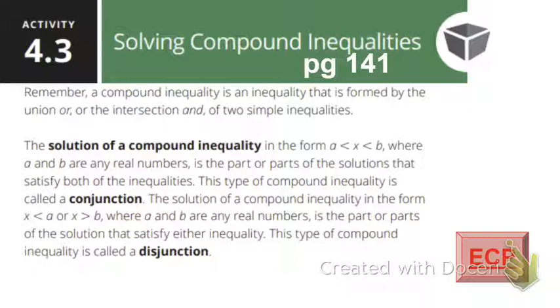Now, it does tell us, remember that a compound inequality is an inequality that is formed by the union or the intersection of two simple inequalities. So what this is telling us is that if we have a union, we're going to see the word or in our problem. If we have an intersection, we have the word and in our problem. So let's talk about where union and intersection actually come from.